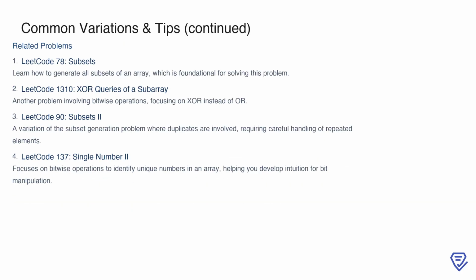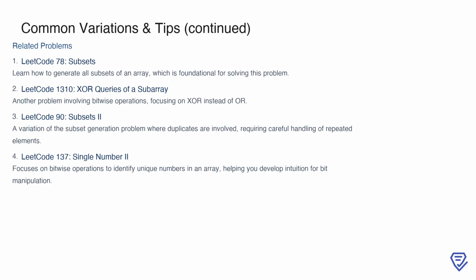This problem shares similarities with several related challenges that can help you build the required skills. For instance, LeetCode problem 78, Subsets, focuses on generating all subsets of an array, which is a foundational technique for this problem. Another useful problem is LeetCode 1310, XOR Queries of a Subarray, which deals with bitwise operations, though it focuses on XOR instead of OR. LeetCode 90, Subsets II, is a variation of the subset generation problem that introduces the complexity of handling duplicates, making it a valuable exercise for careful subset handling.